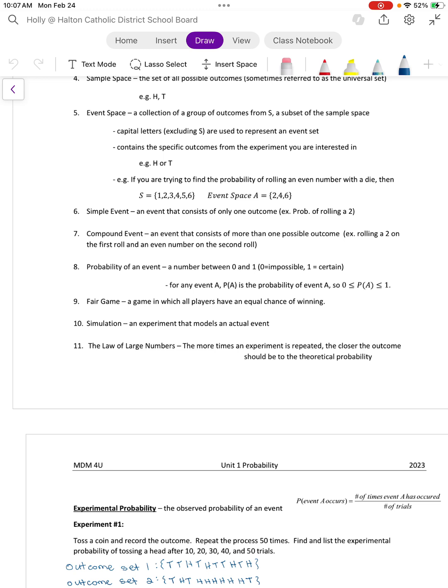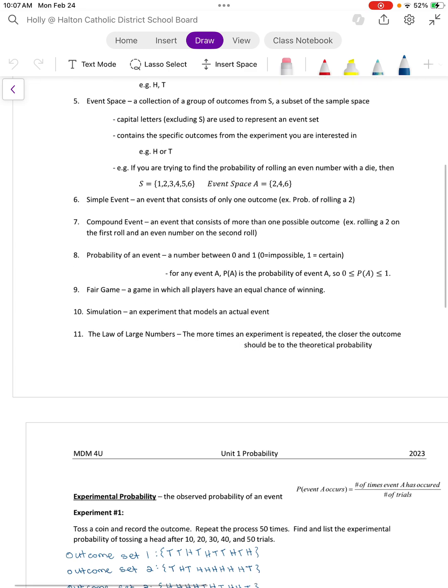A fair game is a game in which all players have an equal chance of winning, so there's no bias involved. Everyone has an equal opportunity to have an outcome. If you think of a dice or a die, you would have 6 sides. All 6 sides are present. There's nothing hindering one of the sides. If you have a coin, the coin has 2 sides, heads and tails. We don't have a coin that just has 2 heads. Otherwise, that would not be a fair game.